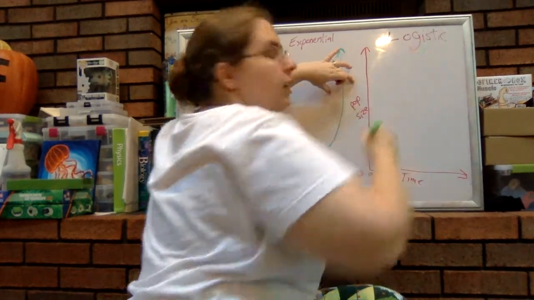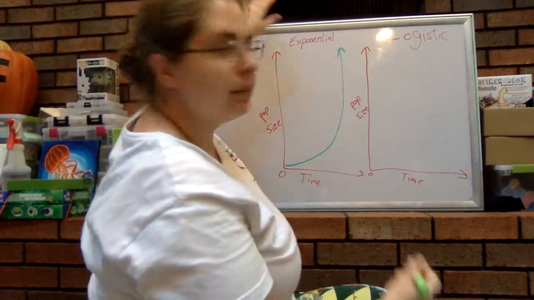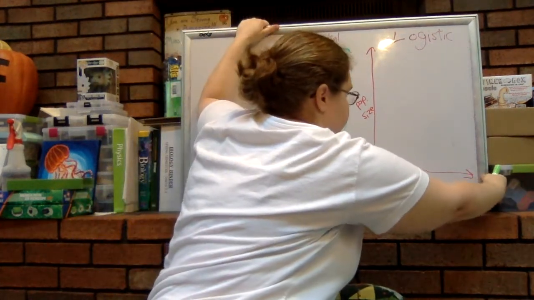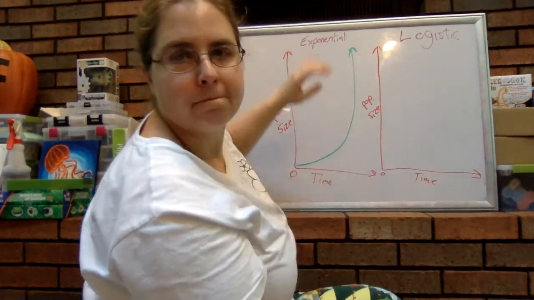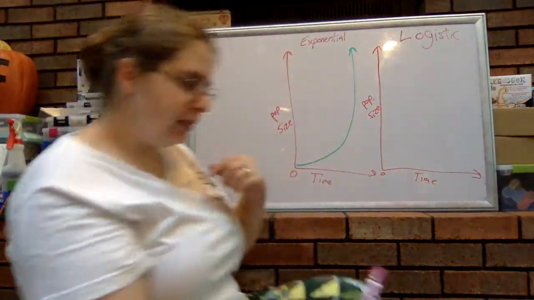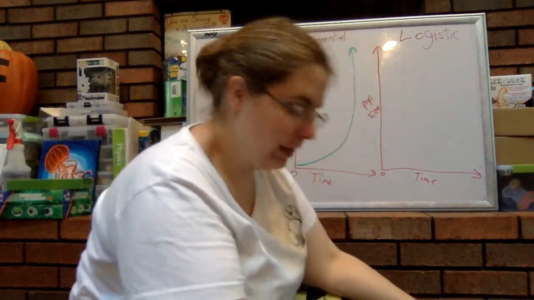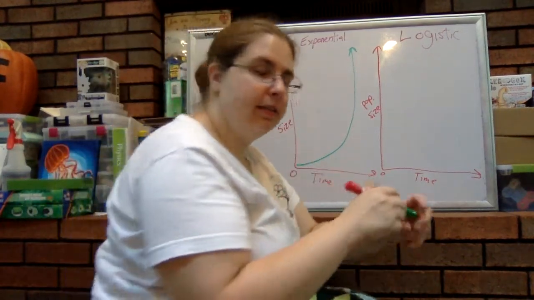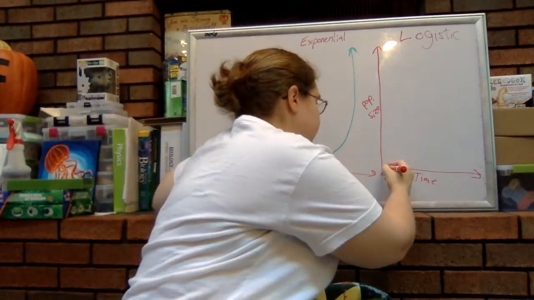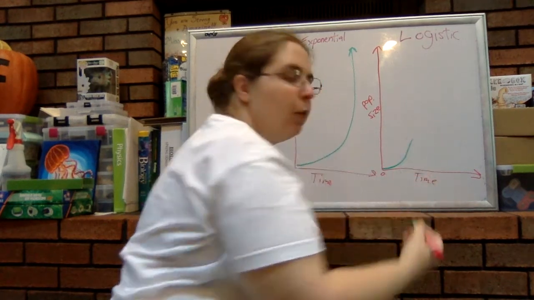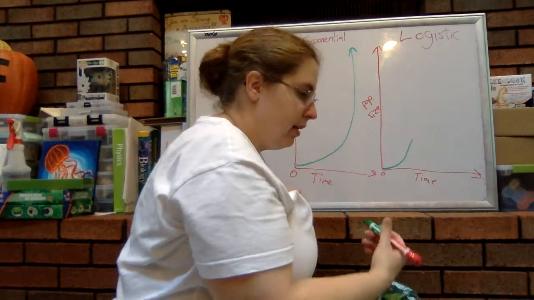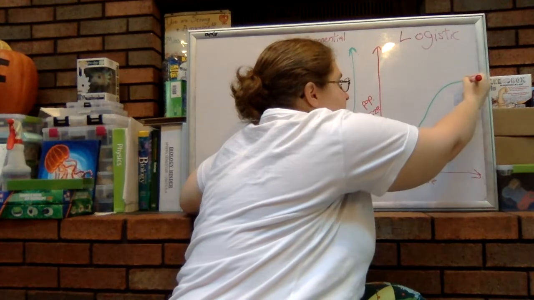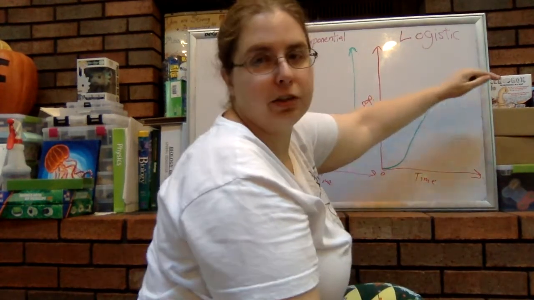Logistic growth. There we go. So what logistic growth is, and this is what will actually occur in most populations. It'll start off like exponential growth. So it'll start off the same. However, at some point, the growth rate will slow down and it'll actually plateau off.